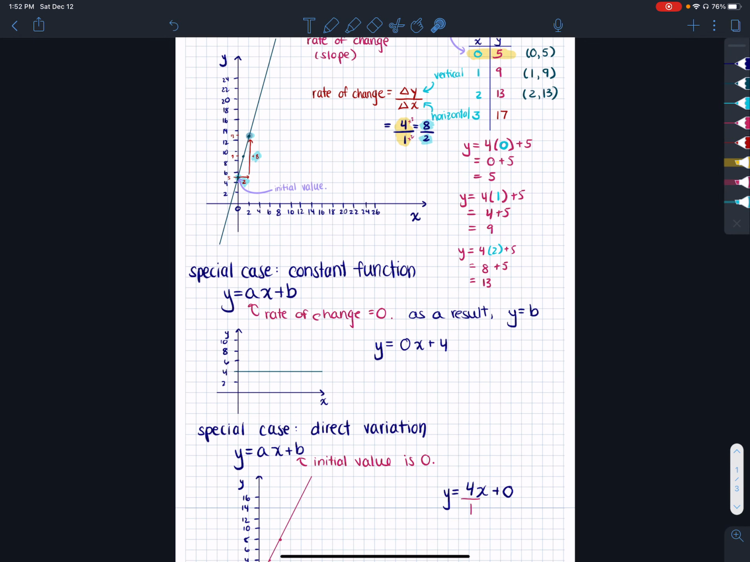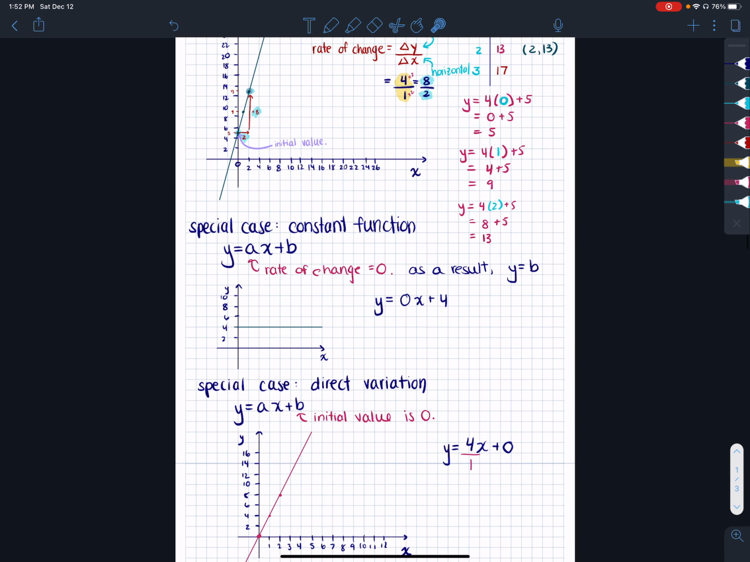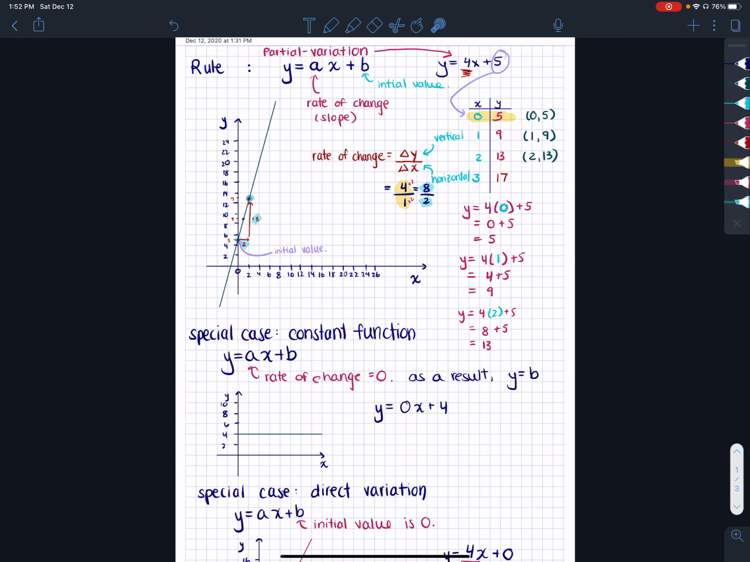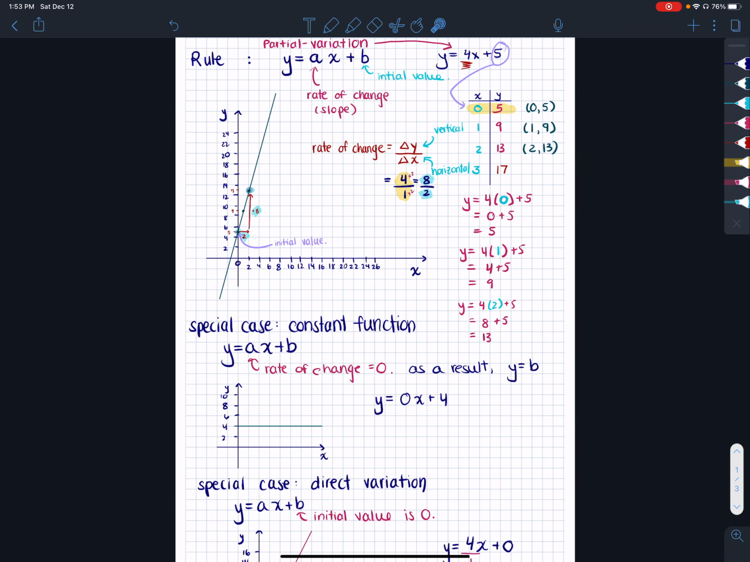Okay, so in the next video, we're going to go through the ways that changing your rate of change and your initial value changes the way that your line looks. So we'll look at that in the next video.